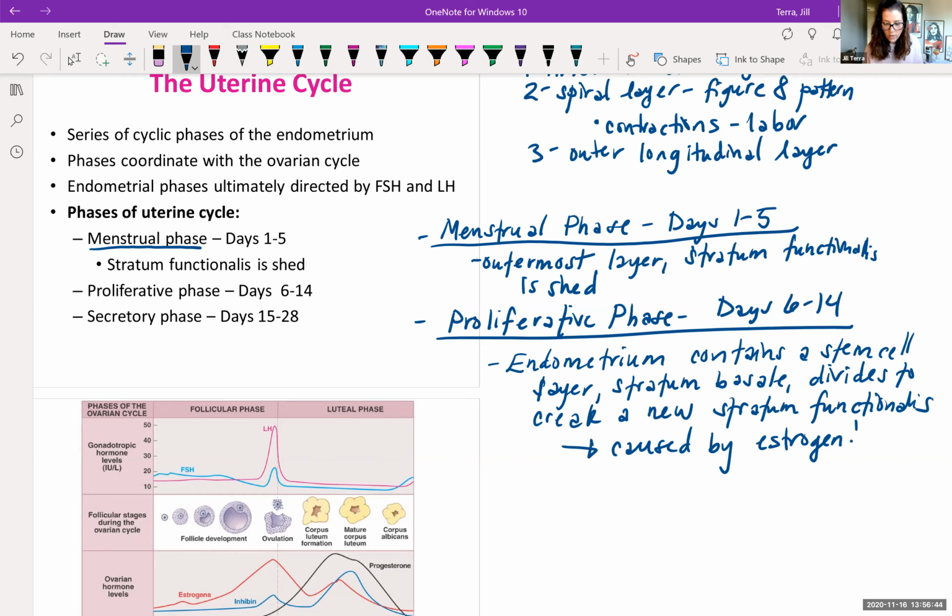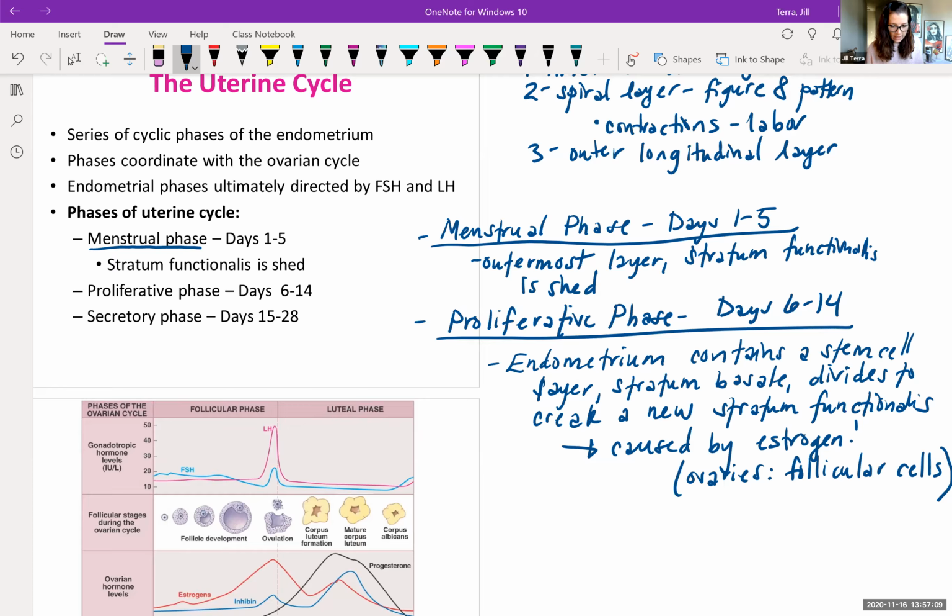And again, where's the estrogen coming from? It's coming from the ovaries. Where specifically? It's coming from the follicular cells that are around the developing egg, the developing follicles.